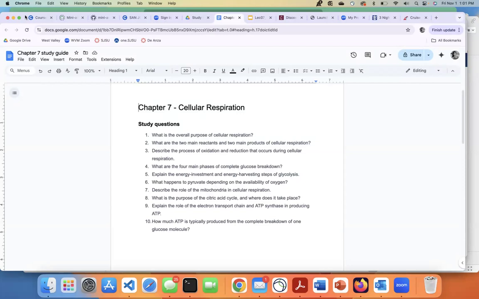The main goal of the citric acid cycle isn't to make ATP. It has another main goal that's related to making ATP. So what is that? Explain the role of the electron transport chain and ATP synthase.